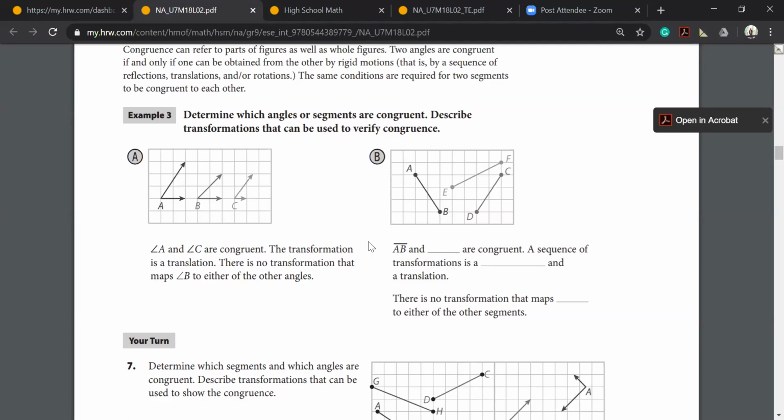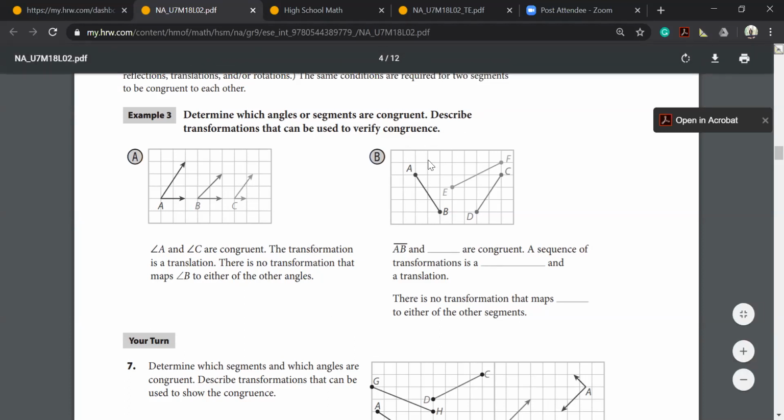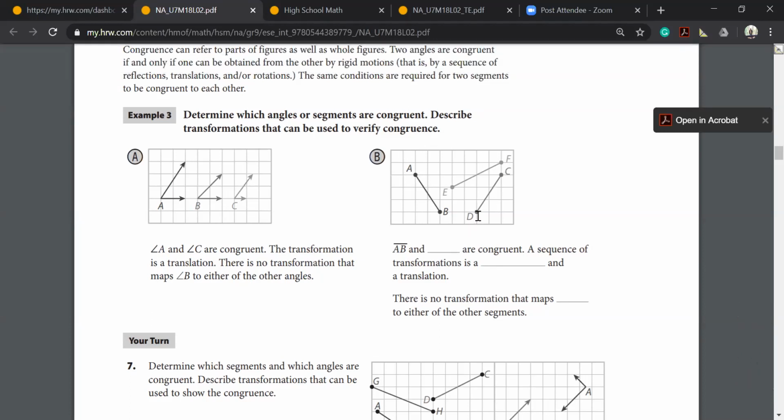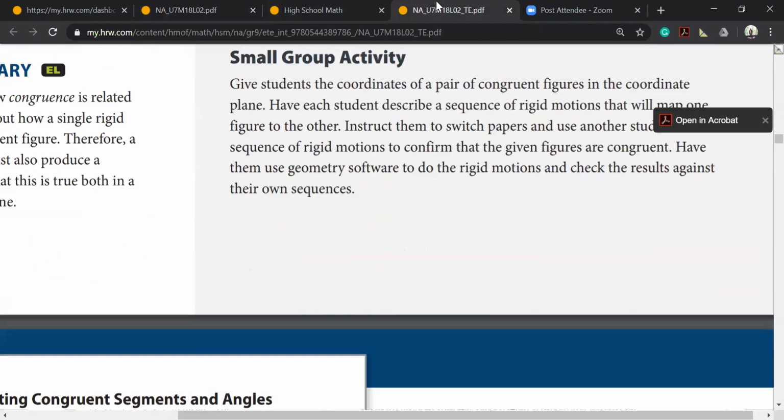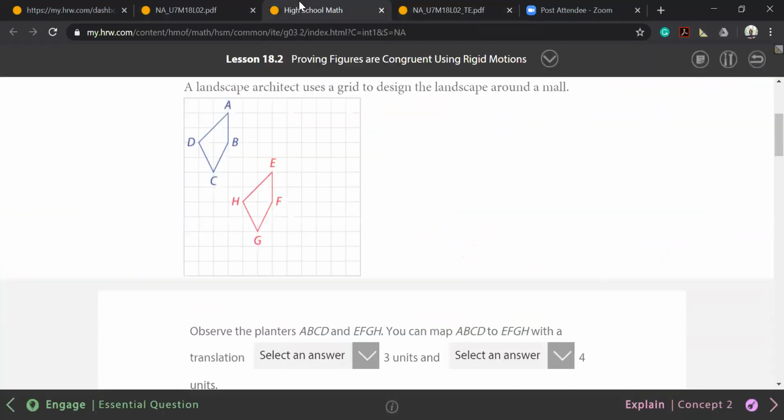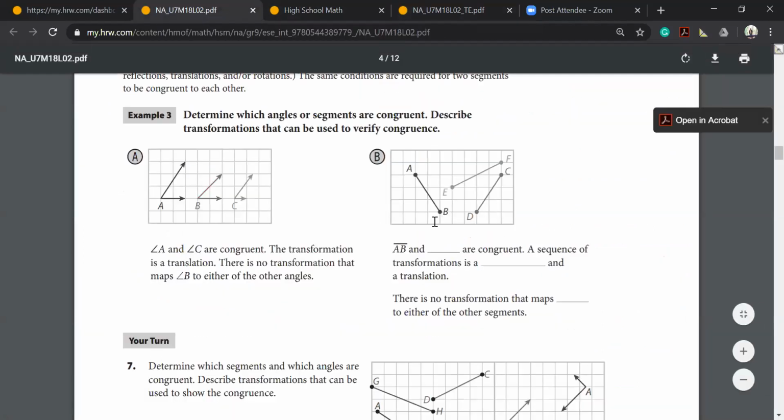What about the segments? AB is congruent to which segment? Go get your ruler, measure these two, EF and CD. You will find that actually CD is very similar to AB. EF is bigger. So AB and CD are congruent.